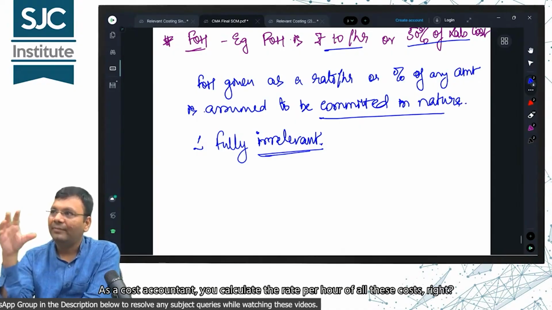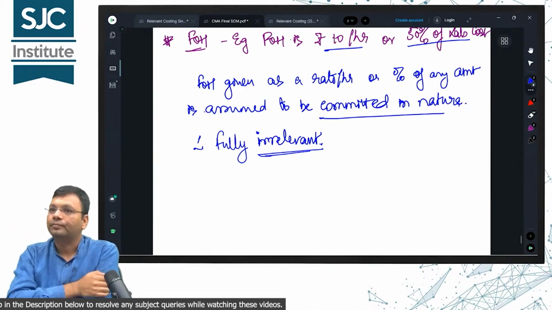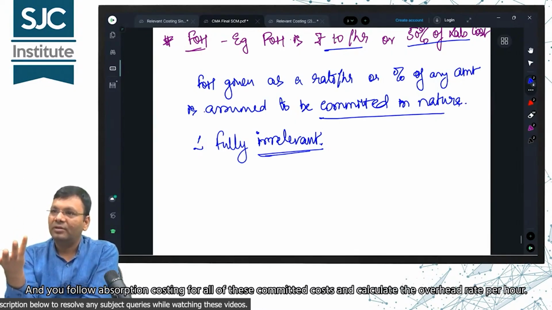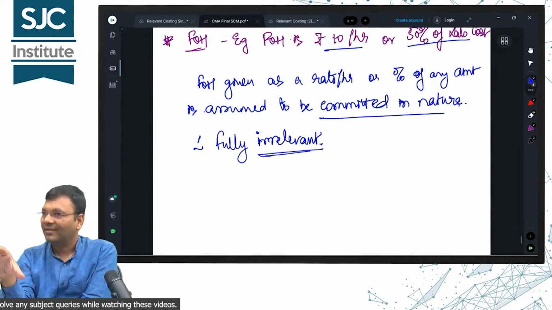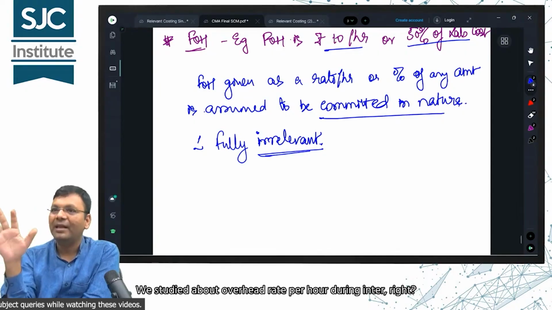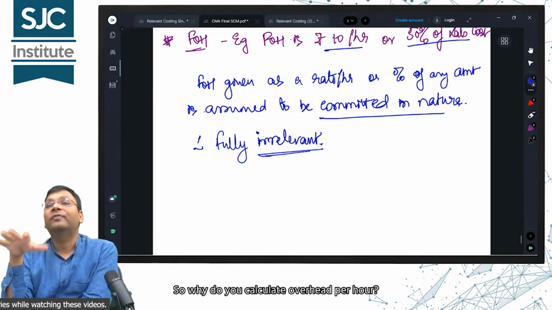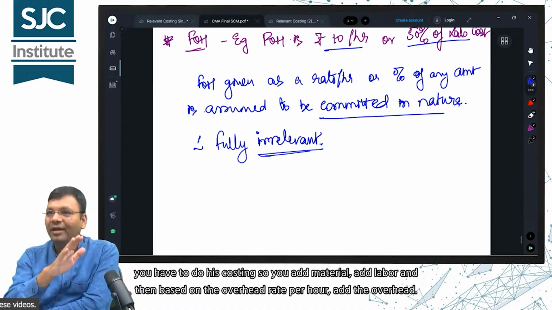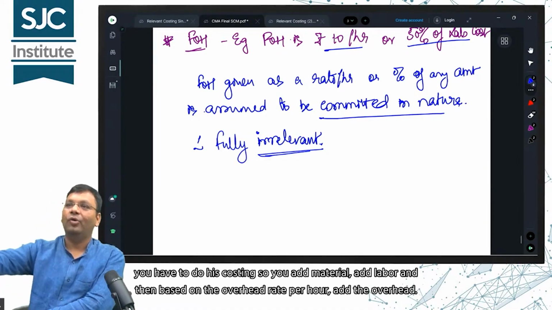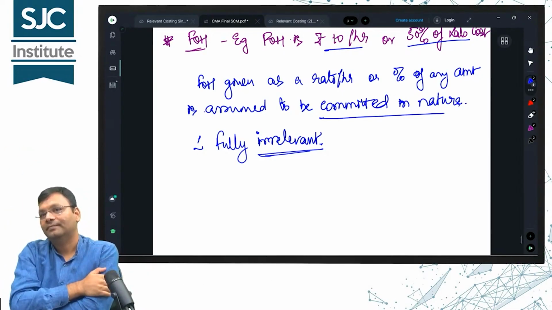As a cost accountant, you calculate the rate per hour of all these costs, right? And you follow absorption costing for all of these committed costs and calculate the overhead rate per hour. We studied overhead rate per hour during Inter, right? So why do you calculate overhead per hour? If a customer arrives, you have to do his costing. So you add material, add labor, and then based on the overhead rate per hour, add the overhead.